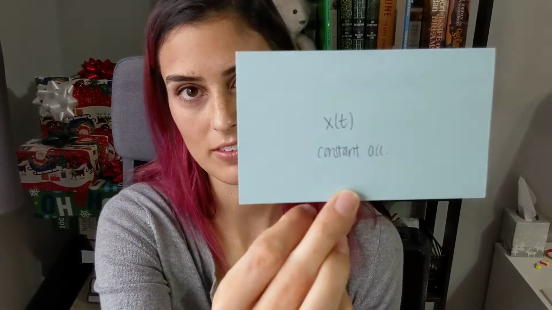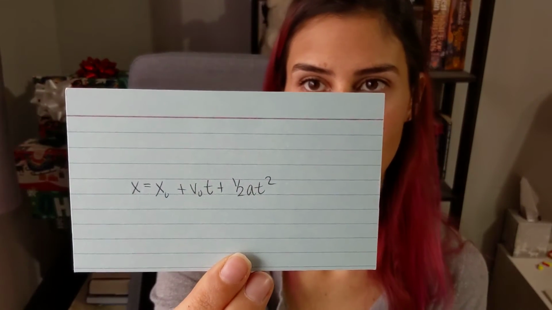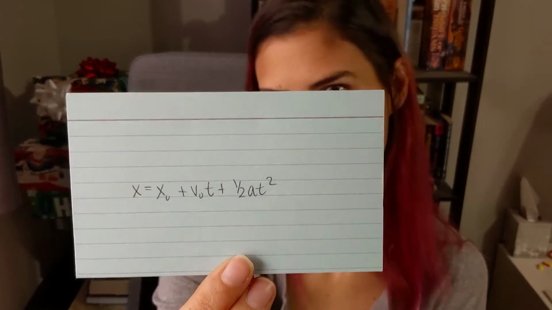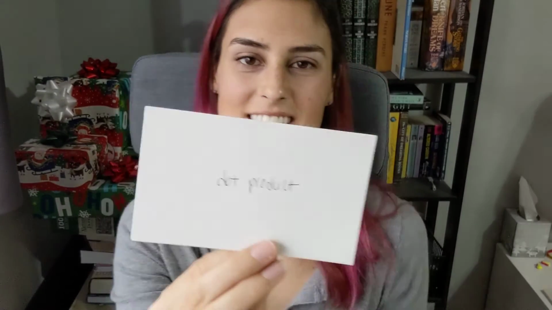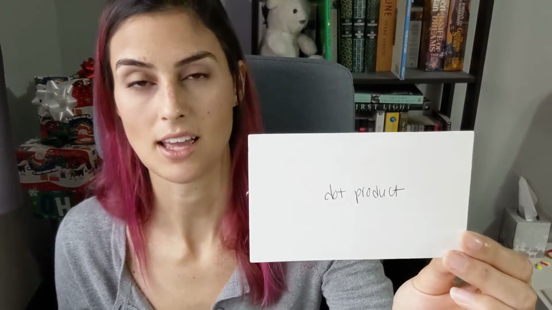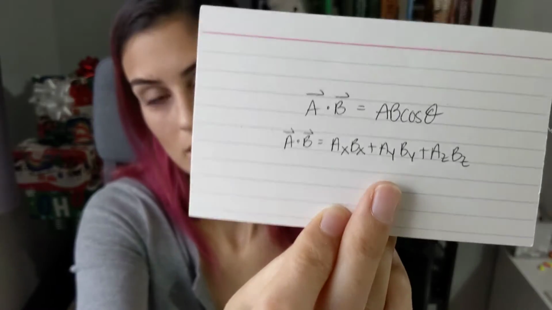Position as a function of time given constant acceleration: x equals x naught plus v naught t plus 1/2 at squared. The dot product says that vector A dot vector B equals magnitude of A times magnitude of B times cosine theta, where theta is the angle between them. It can also be written in Cartesian coordinates, A dot B equals A sub x times B sub x plus A sub y times B sub y plus A sub z times B sub z. So you can multiply the individual components by each other and sum them, and that is also equal to the dot product.